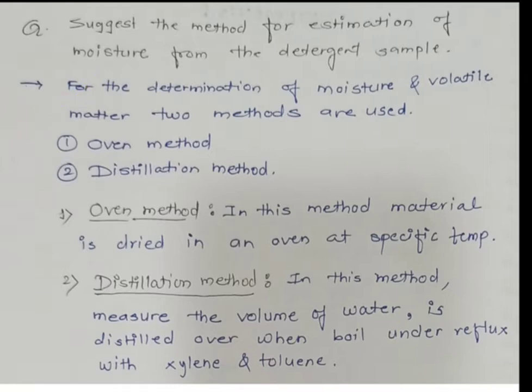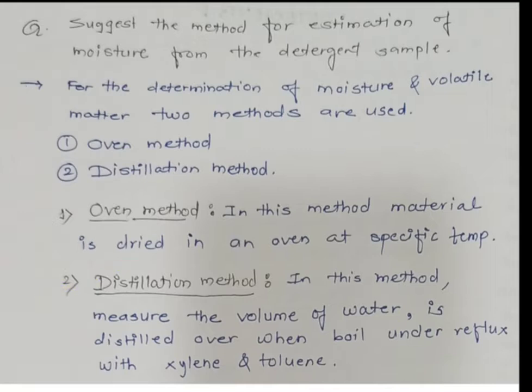For the determination of moisture and the volatile matter from the detergents, there are two methods. The first method is the oven method and the second one is the distillation method. In the oven method, the material is dried in an oven at a specific temperature, because the detergent material can contain moisture or volatile material. So, we just have to evaporate this by using an oven. The sample should be dry, that's why we keep this sample in the oven at the required temperature.